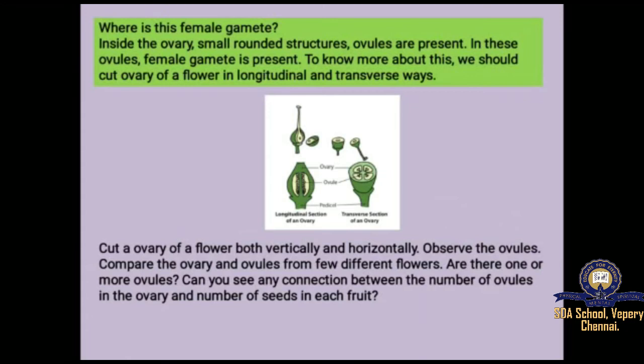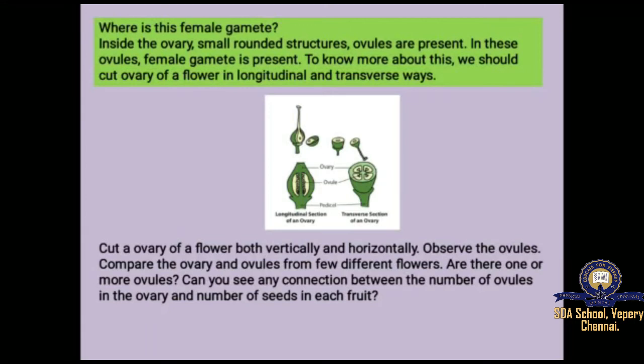So, where is this female gamete? The female gamete is present inside the ovary. Small rounded structures, ovules, are present inside the ovary. In these ovules, female gamete is present.